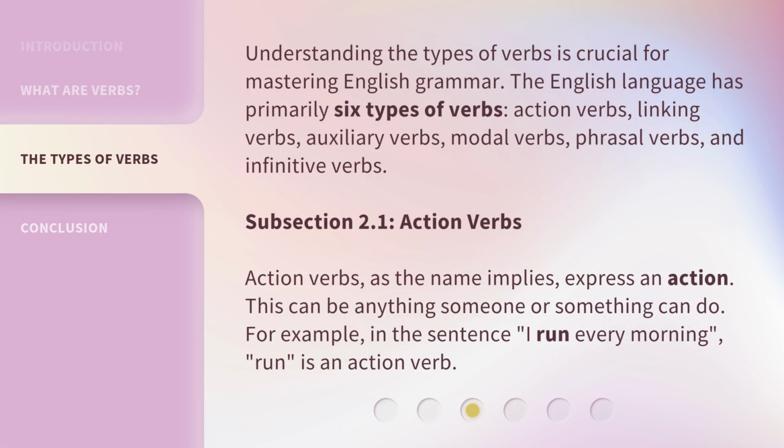Understanding the types of verbs is crucial for mastering English grammar. The English language has primarily 6 types of verbs: action verbs, linking verbs, auxiliary verbs, modal verbs, phrasal verbs, and infinitive verbs.